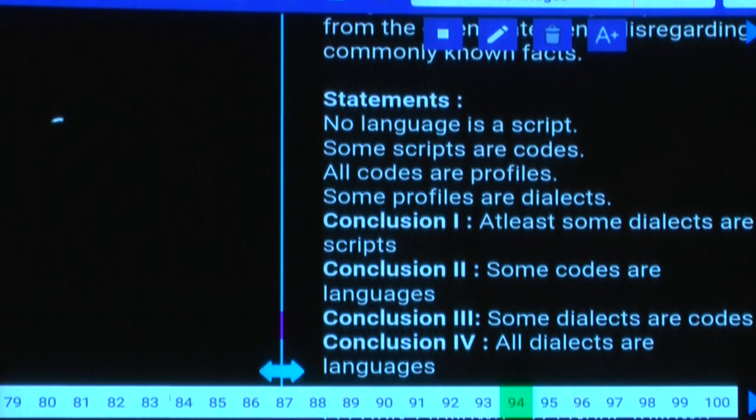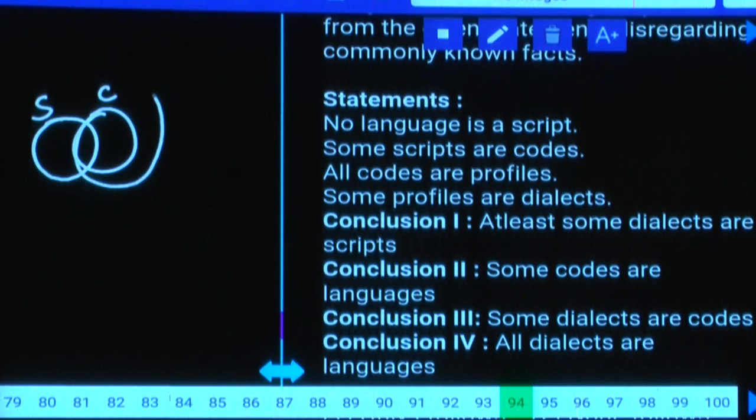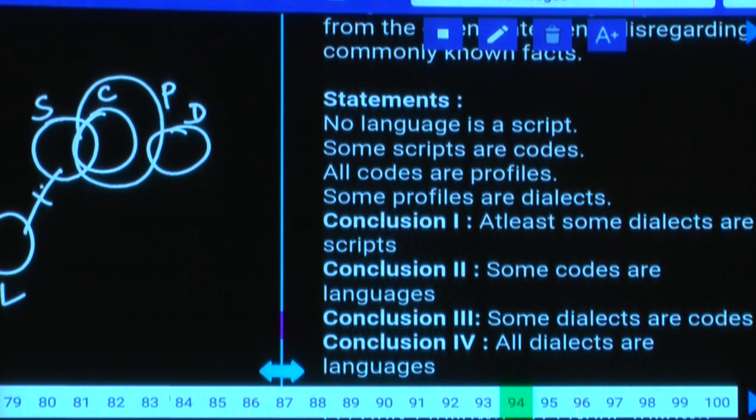Some scripts are codes. Some of the scripts are codes can be written like this, and this is script and this is code. And all codes are profiles. All codes are profiles. And some profiles are dialect. Some of the profiles are dialect. And no language is a script. No intersection between language and a script. Now this is the information we have.